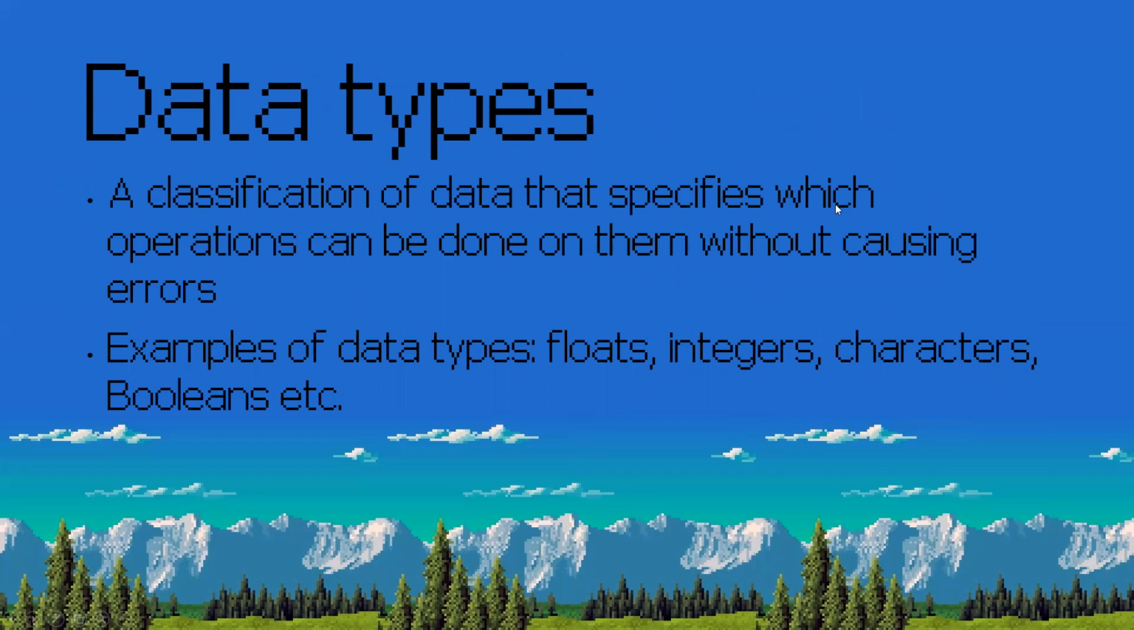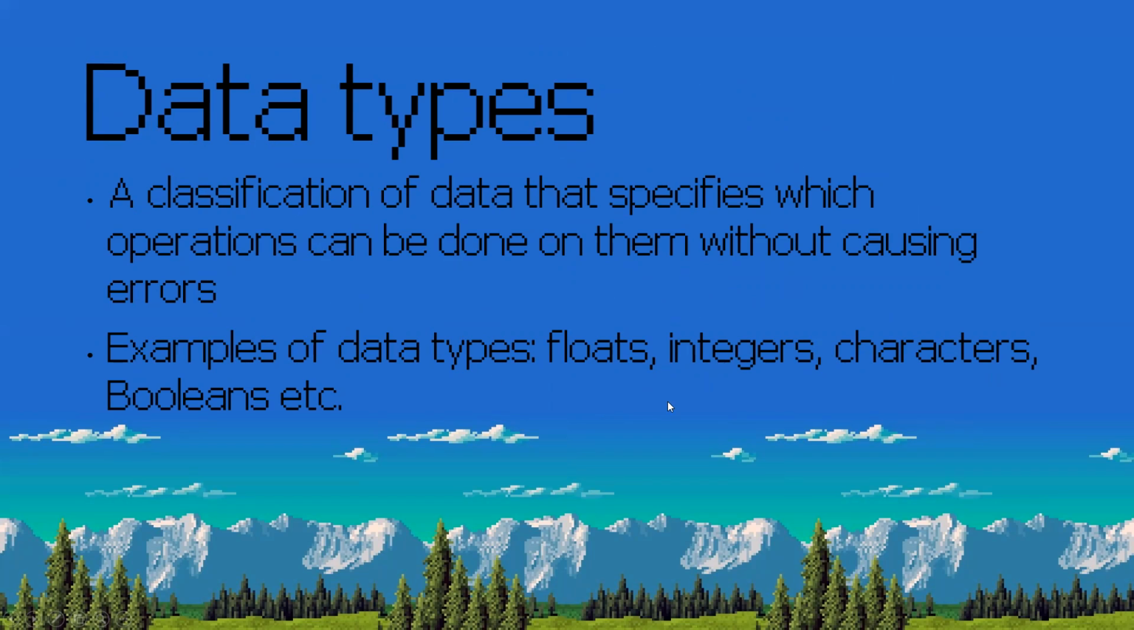About data types, which are a classification of data that specifies which operations can be done on them without causing errors. It's like saying that you can take the square root of a decimal number, but you can't take the square root of Texas. It's impossible. You classify that these are Texas, but 0, 1, 2, 3, 4, 5, those are natural numbers, or more generally integers.